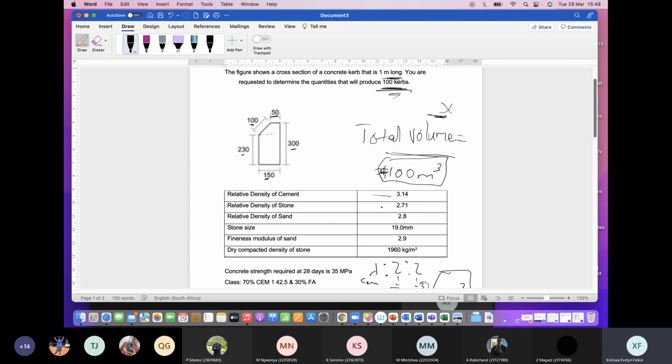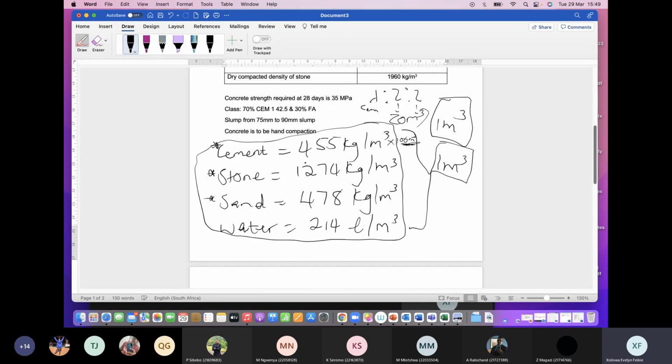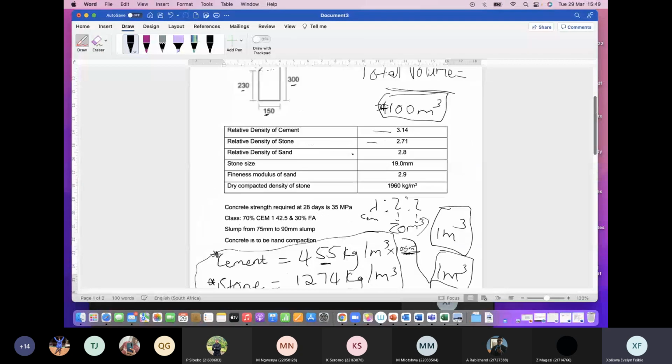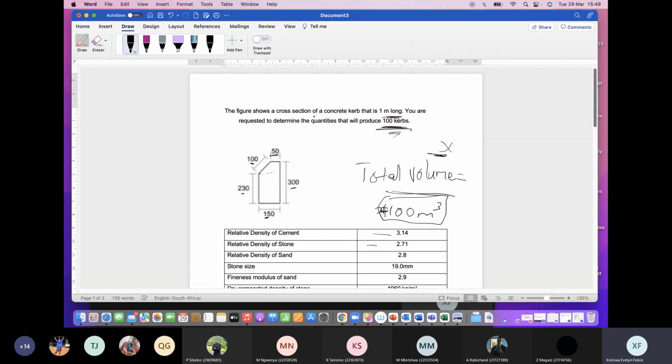So you already know how to navigate the tables to get to this point, which is the most important part of the mixed design. Because here, if you were told to do a mixed design, you would stop here. But this did not say do a mixed design. It says you are requested to determine quantities that will produce 100 cabs.